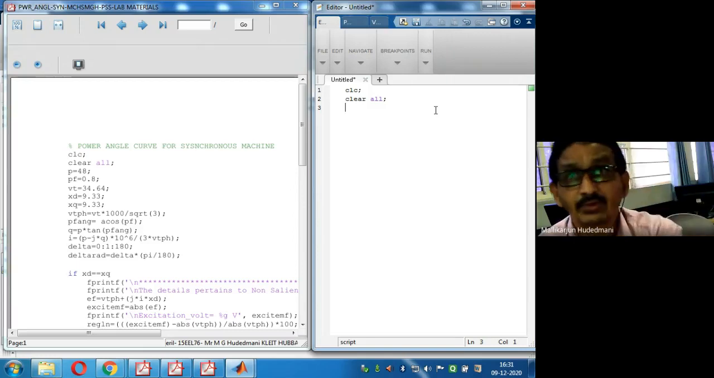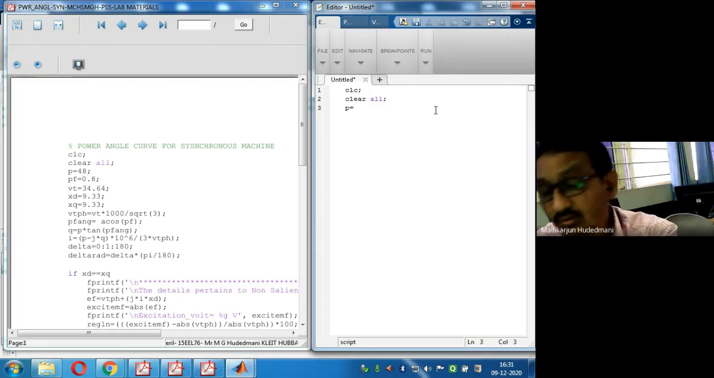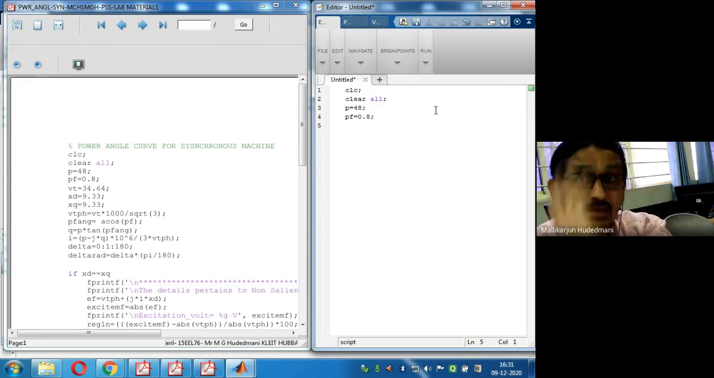Next also you can type. What is the power of this machine? 60 MVA, 60 cos phi becomes 48, P equal to 48 semicolon. Okay. What is the power factor of the machine? PF equal to 0.8 semicolon. Whatever is the problem, define that problem only. I am trying to type here.